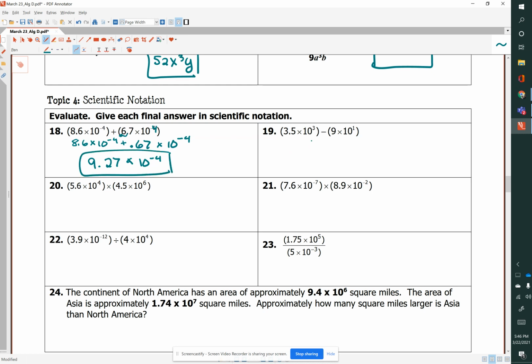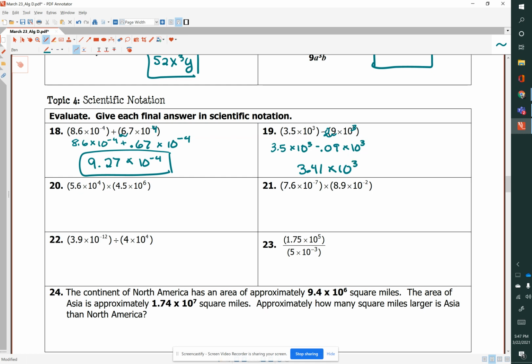Number 19, I need to do some conversions on that as well. So I'm going to move the decimal point 2 places here, add a 0, and this will be 10 to the third. So it's 3.5 times 10 to the third minus 0.09 times 10 to the third. I have to have those like exponents, and that would be 3.5 minus 0.09, and that would be 3.41 times 10 to the third.